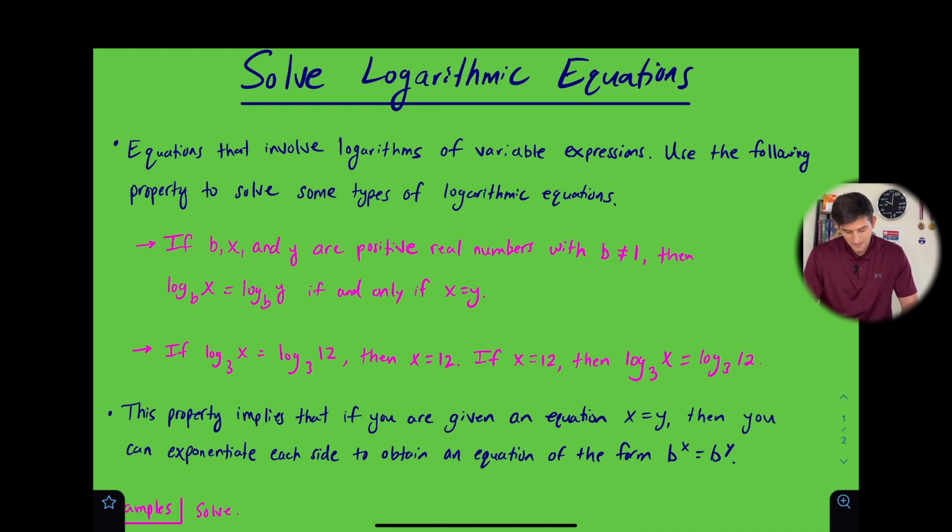It says if b, x, and y are positive real numbers with b not equaling 1, then log base b of x equals log base b of y if and only if x equals y. So if we have two logs that have the same base, we can essentially disregard the log, take just whatever we're taking the log of, x in this case and y, set x equal to y and solve.